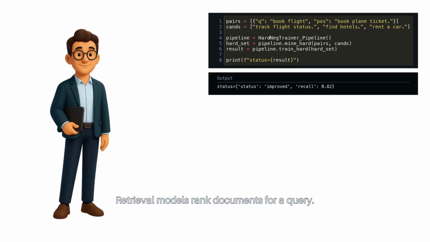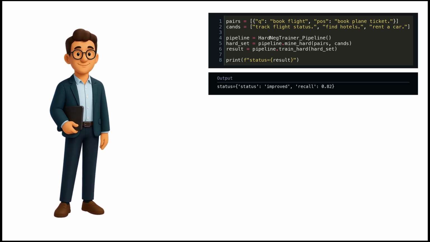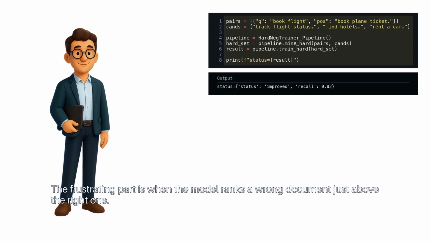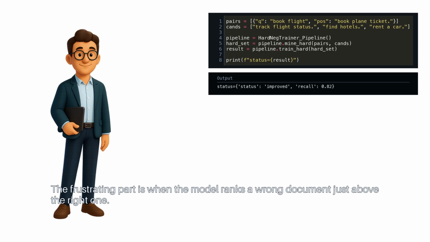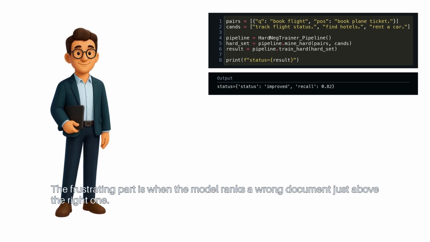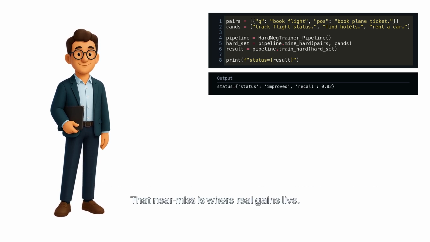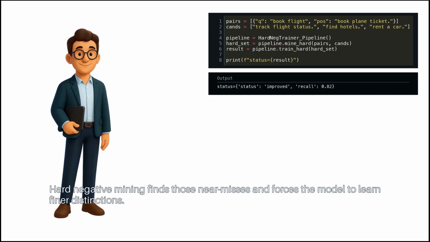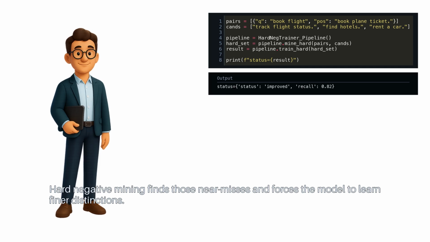Retrieval models rank documents for a query. The frustrating part is when the model ranks a wrong document just above the right one. That near miss is where real gains live. Hard negative mining finds those near misses and forces the model to learn finer distinctions.